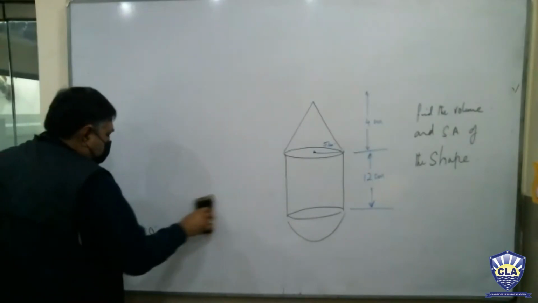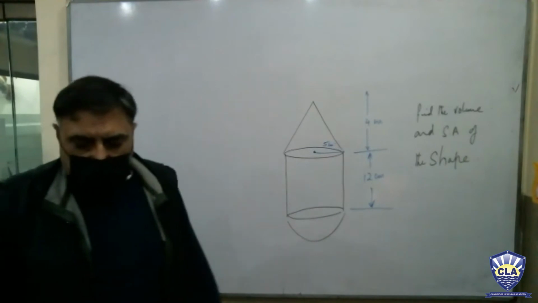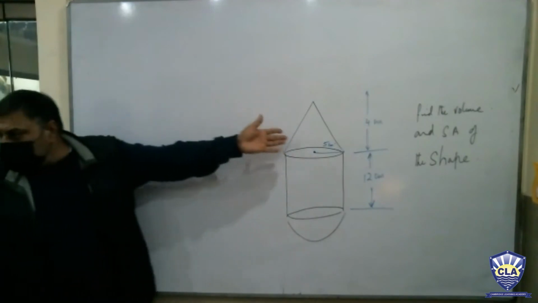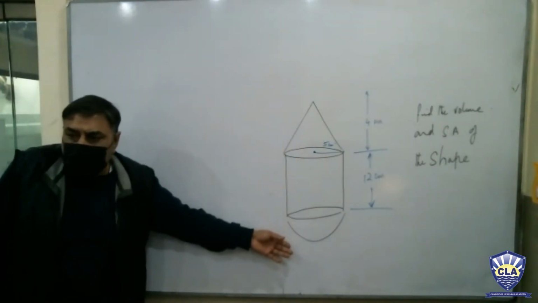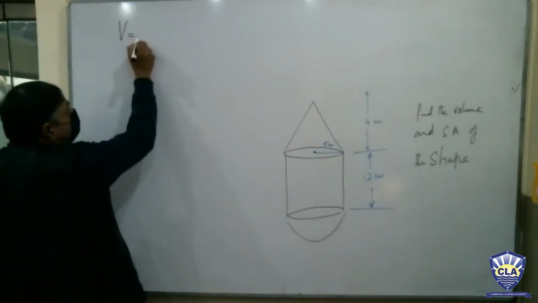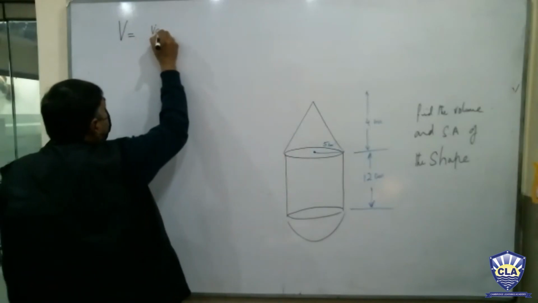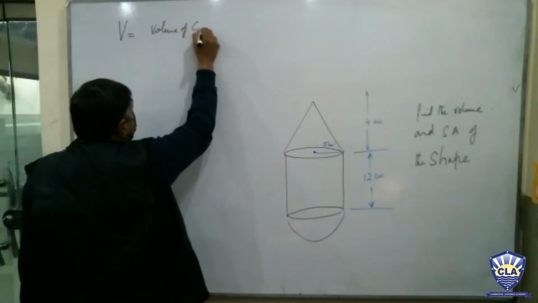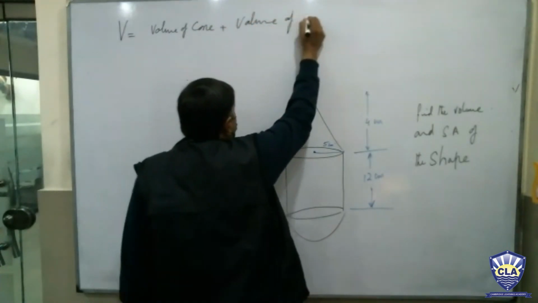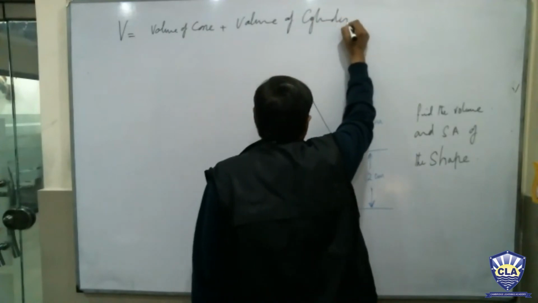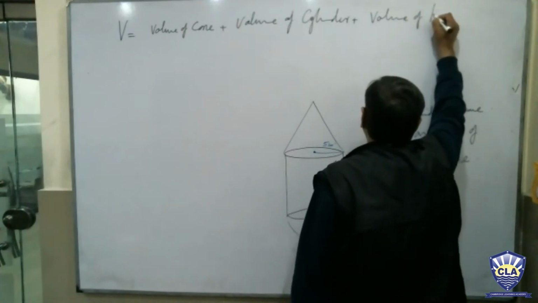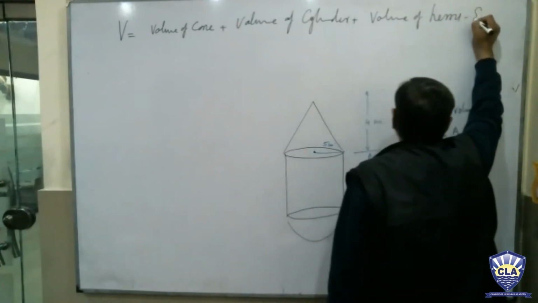First of all, generate the formula. There are three shapes attached with each other. One is a cone, one is a cylinder, and a hemisphere. Now, what is the volume? Volume of cone plus volume of cylinder plus volume of hemisphere.